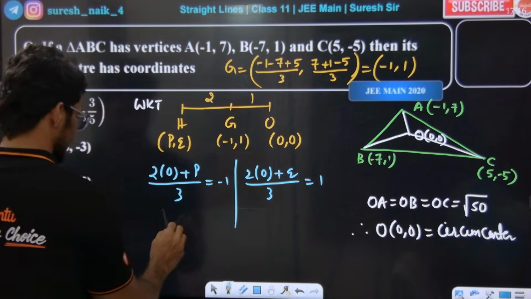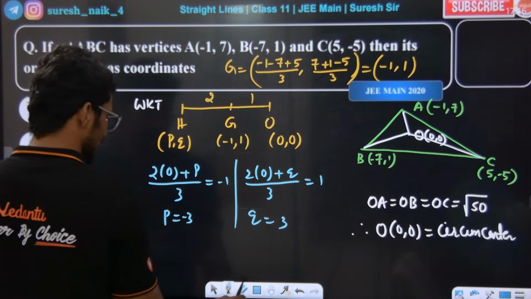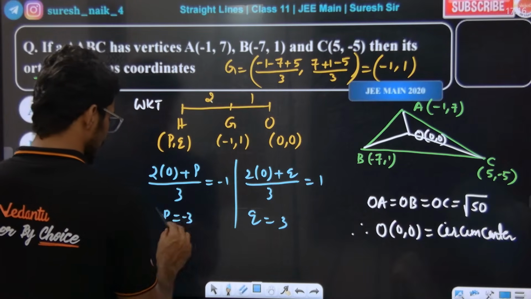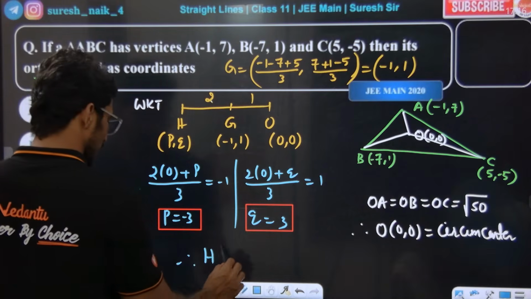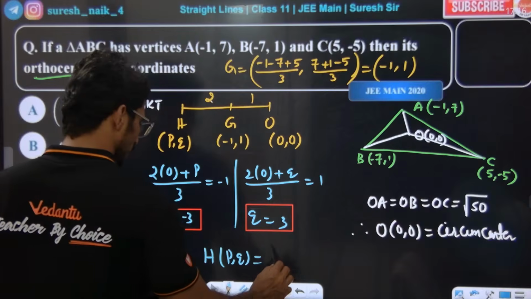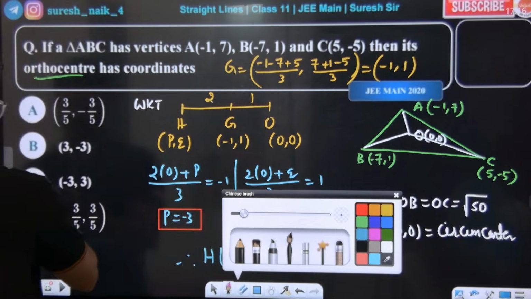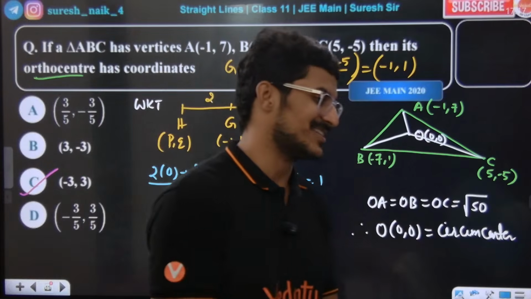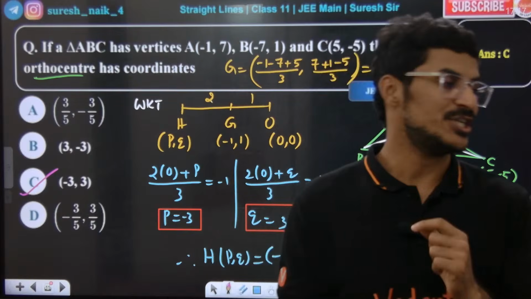P is equal to -3, and Q is what? 3. So therefore H, which is (P, Q), is equal to (-3, 3). (-3, 3) is the answer. Option C is the right answer.